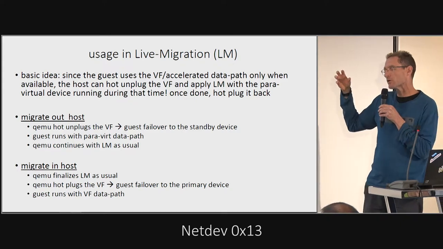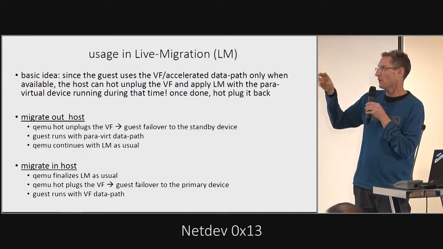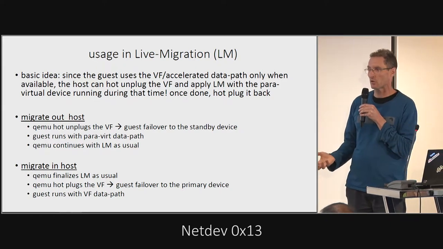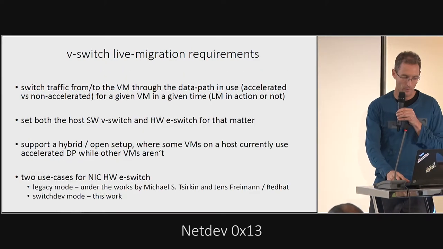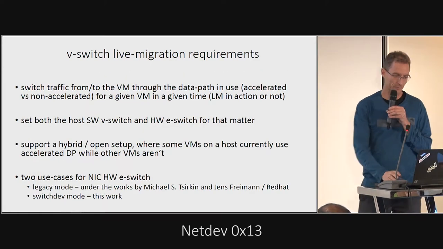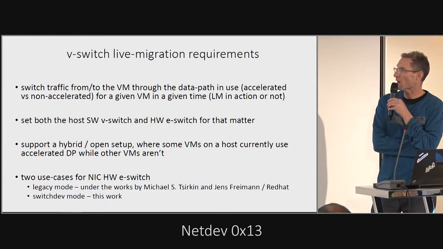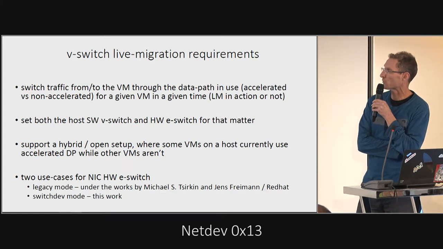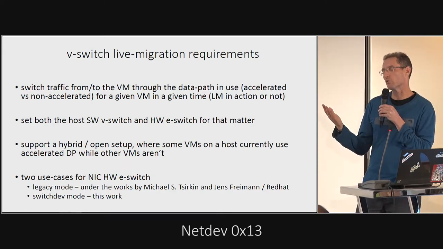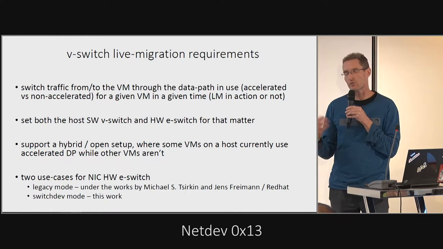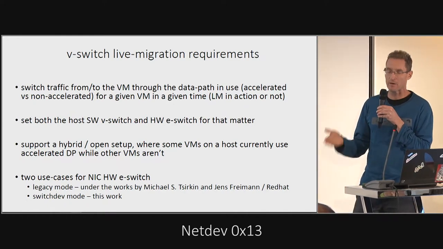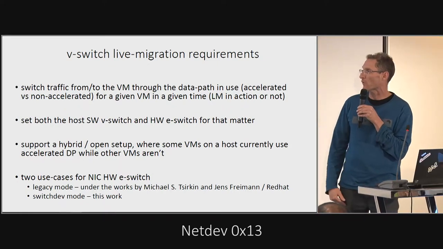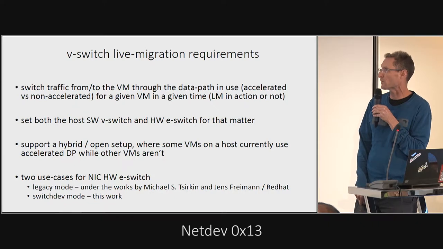how the VM side looks and what the hypervisor has to do. But there's something else the hypervisor has to do, and it deals with the switching, the virtual switching, that has to do with virtualization. Okay, so what requirements would we pose for such a scheme in the hypervisor? Of course, we want to make sure that switching into and out of the VM would be over the right data path. So if we're in the steady state, we want to go through the accelerated data path. If we are during migration, we want to go through the non-accelerated data path.